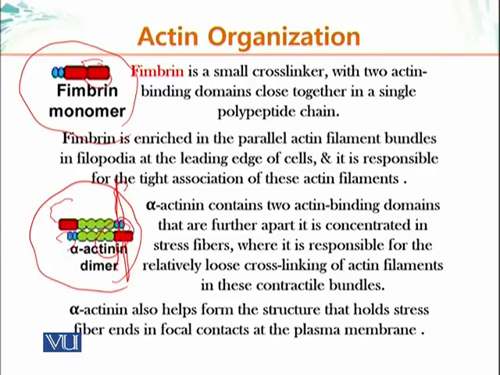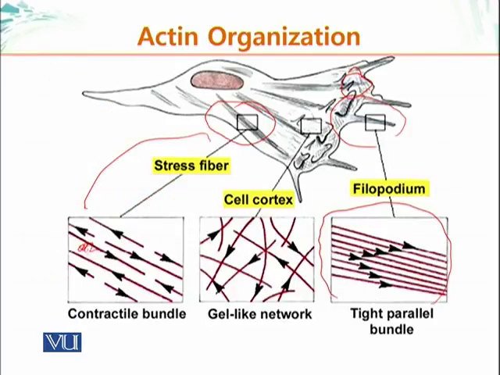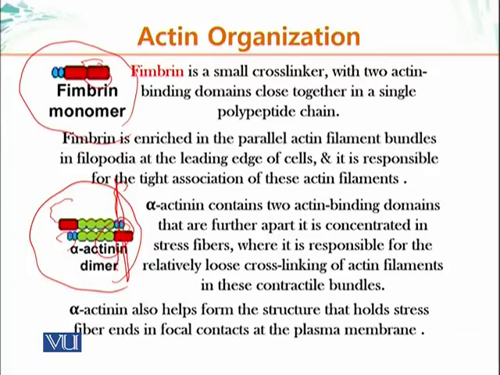Now let me take you back to the diagram we looked at in the previous slide. So here in stress fibers, you will need a protein which can hold actin filaments at a relatively greater distance, which as we have seen is a job done by alpha-actinin. Whereas for tight bundles, we would need a linker protein that can grab actin filaments closer together, and that we said was a function of fascin.